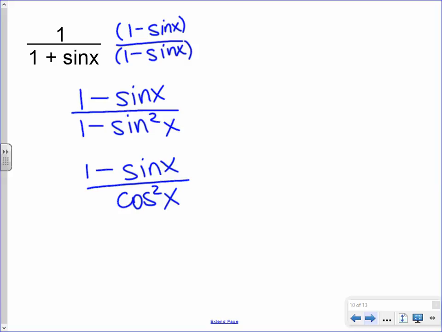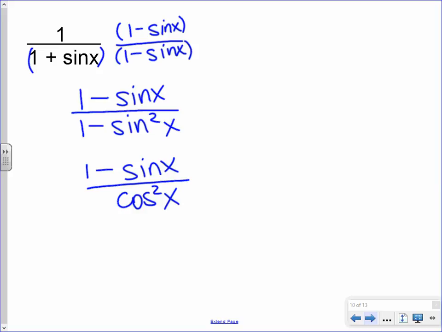Alright, so like the first step, when you need to FOIL those, yes, and when you FOIL these, you get the difference of squares. Because it's 1 plus sine, 1 minus sine. But yes, you would FOIL to get here.